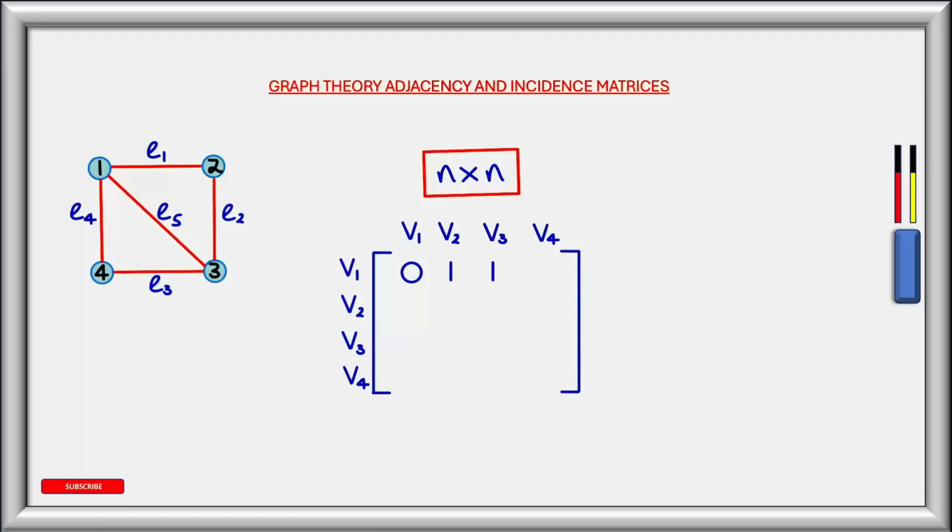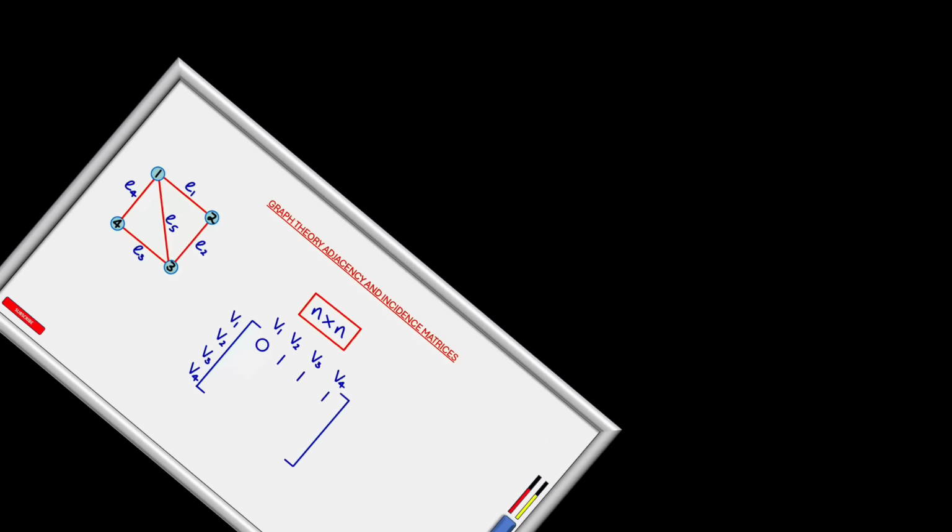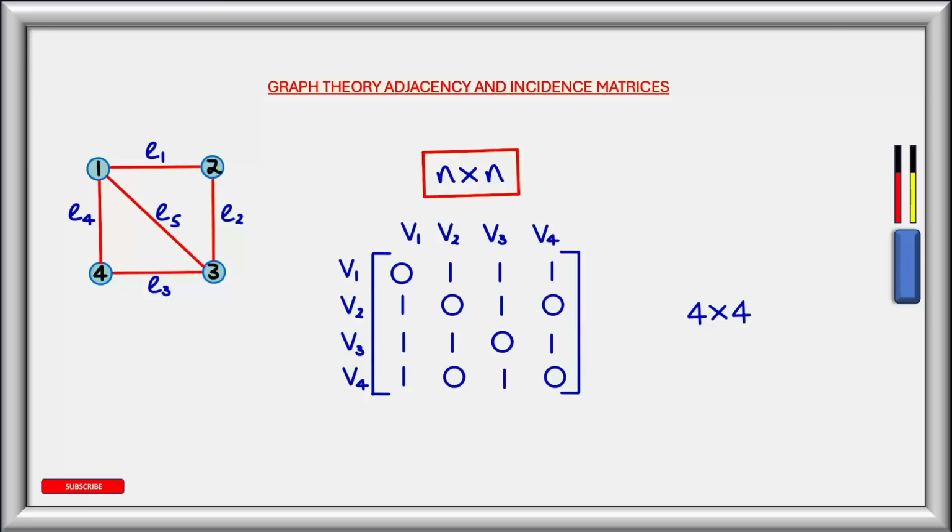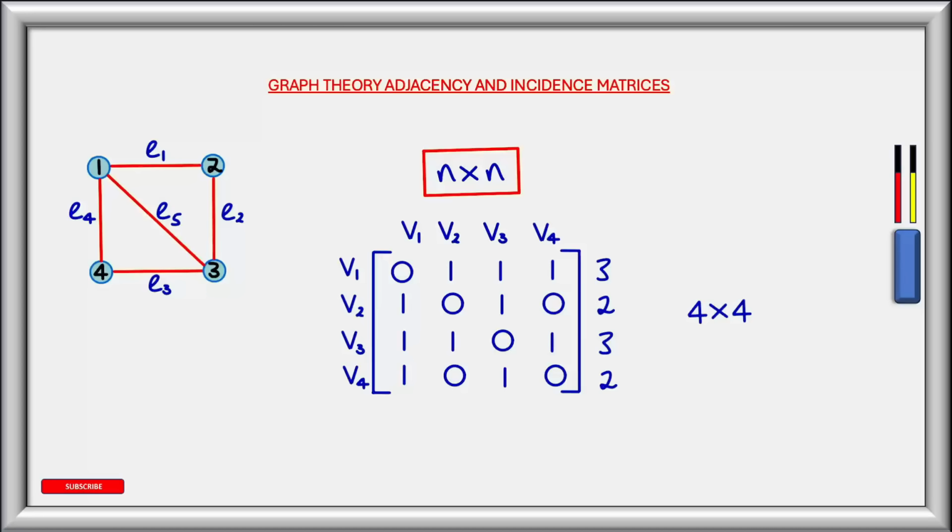And as we can see, there's an edge connecting the two vertices. So we can place a 1 in row 1, column 4. And now if we repeat the process for vertex 2 to 4, we see that we end up with a 4 by 4 matrix containing values of 0 and 1. If we now sum the rows of this matrix, the values we get represent the degree of each vertex.